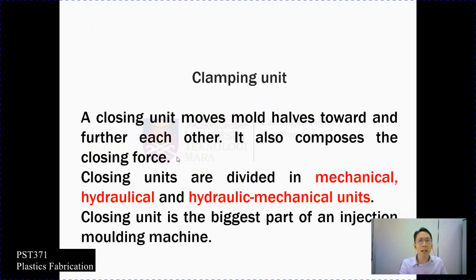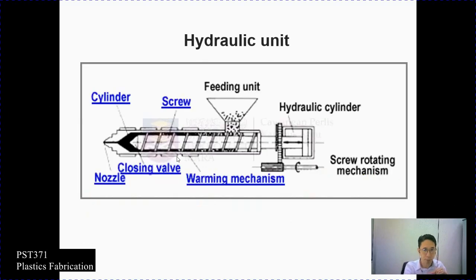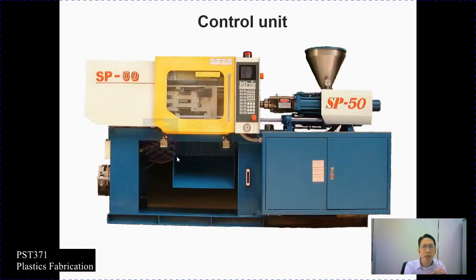And then we have the clamping unit, a closing unit that moves the mold halves towards each other. It also composes a closing force. Closing units are divided into mechanical, hydraulic, and hydraulic-mechanical units, which is the combination. The closing unit is the biggest part of the injection molding machine. This is the hydraulic unit, and then we have the control unit panel.